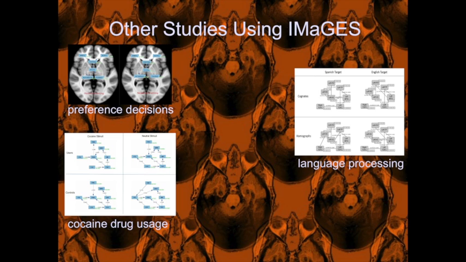Cocaine drug usage, this is something I'm collaborating on right now with someone. Basically, these are people who are cocaine addicts and people that are not addicts, and they're presented with stimuli that are either drug-related, so they see pictures of cocaine or cocaine paraphernalia or whatever, and they see other pictures of just nature scenes or pretty objects and things like that. Those are the neutral things.